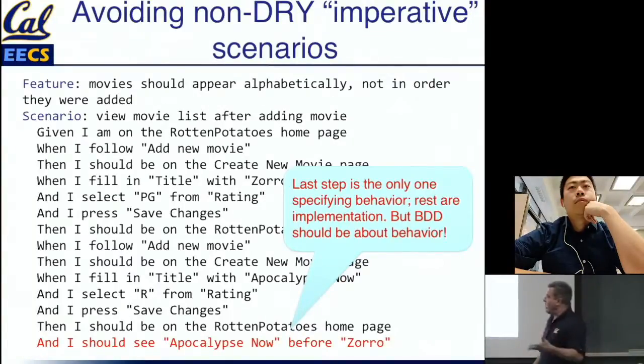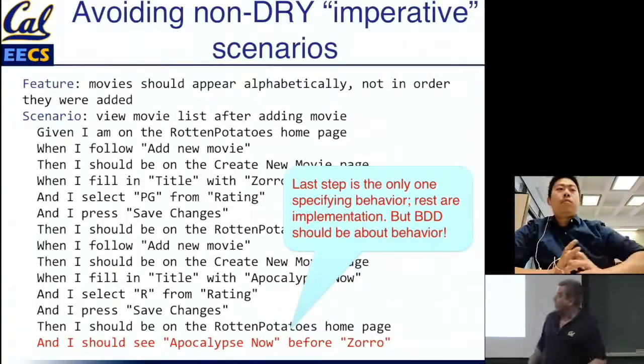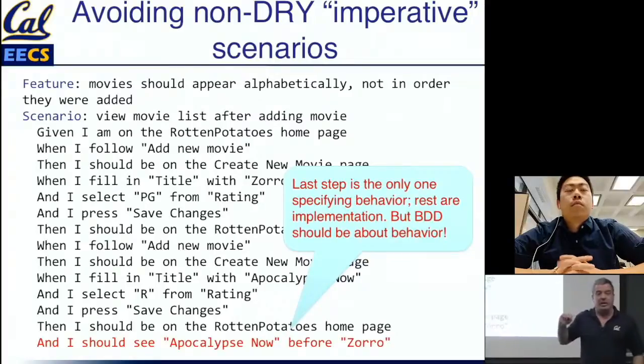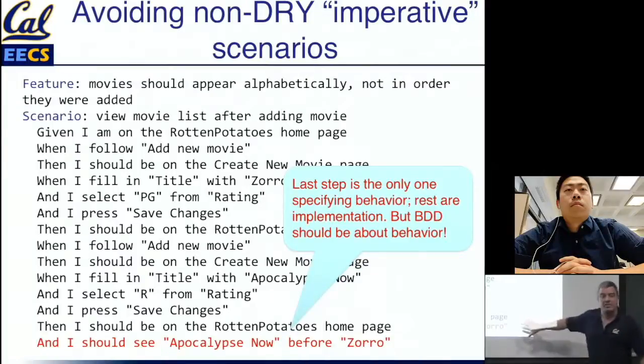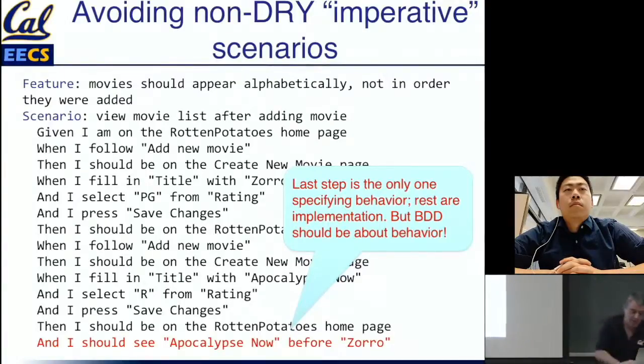Right? The whole point of behavior-driven design is that you're focusing the tests and your interaction with the customer and everything, not on the implementation, but on the behavior. All of this stuff in here is about implementation. It is very, very specific about the way that movies get added, even though the way movies get added is irrelevant to this test. This test only cares about, no matter which order they're added in, they appear in the correctly sorted order. So how could you do better than this?